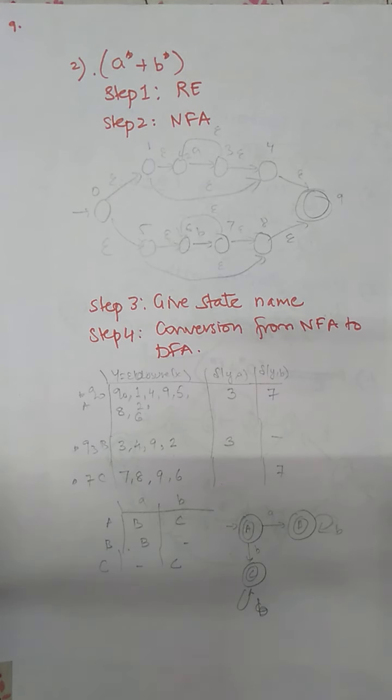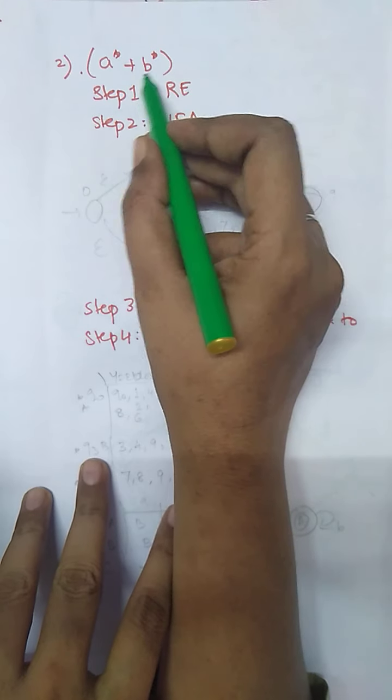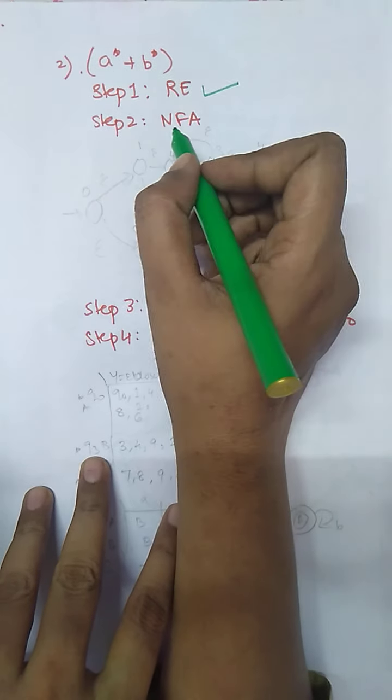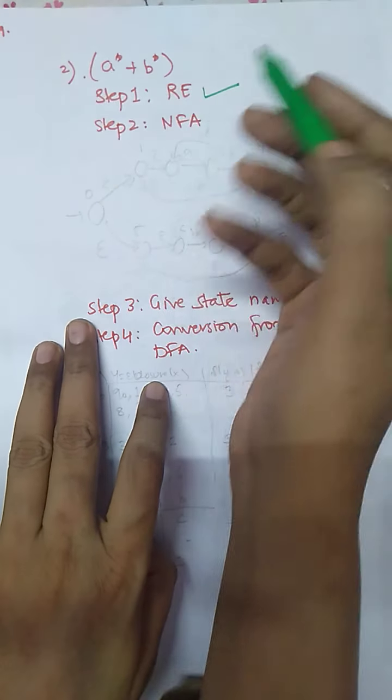Now the regular expression is given, we have to convert it into the corresponding DFA. So what is the first step? If the regular expression is not given, we have to write it in here. The regular expression is already given. Second step, we have to find the corresponding NFA for the A closure.